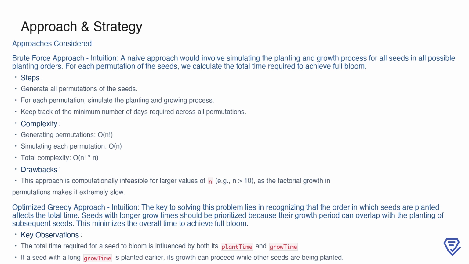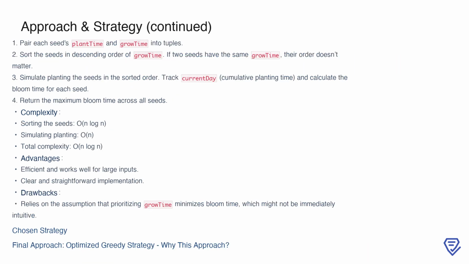Recognizing this limitation, we turn to an optimized greedy approach that leverages key insights about the problem structure. The optimized greedy approach is based on the observation that the order in which seeds are planted plays a crucial role in minimizing the total bloom time. Specifically, seeds with longer grow times should be prioritized because their growth can overlap with the planting of subsequent seeds. This overlapping effect reduces idle time and ensures an efficient use of days.